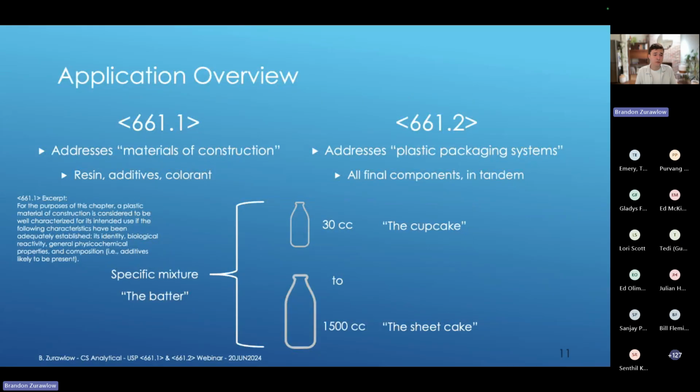One specific analogy that I have used over the years to describe this is that 661.1 is really evaluating that batter, that specific mixture of ingredients, so to speak, that is then used to make perhaps different size bottles or different size caps, for example. Whereas 661.1 might be evaluating the batter, 661.2 is evaluating the cupcake or the sheet cake or maybe the bundt cake in between that you're making from that specific mixture of materials.